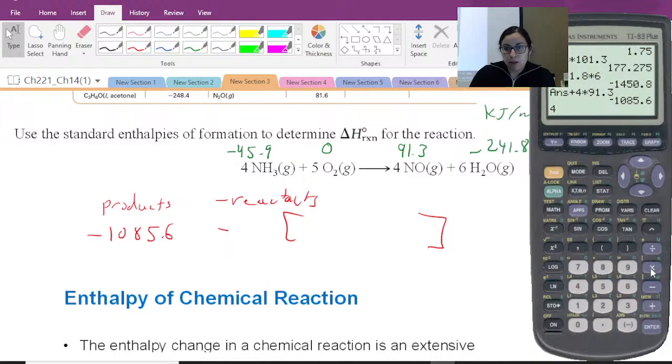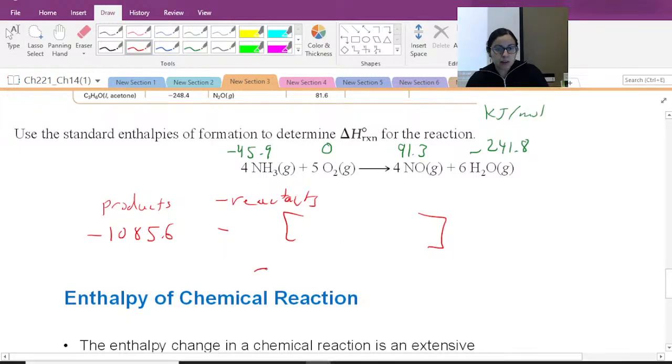So 4 times negative 45.9. And so now it should be negative 1085.6 minus a negative answer, so adding. And so, yep, got your 902.